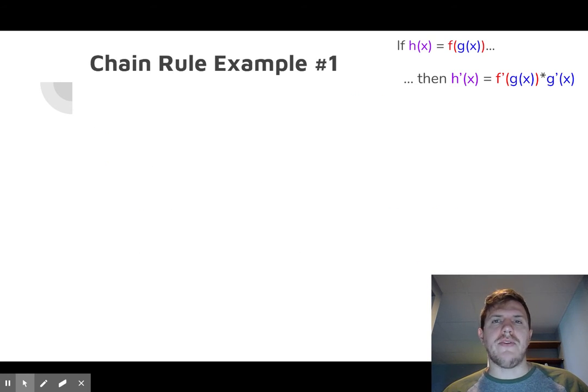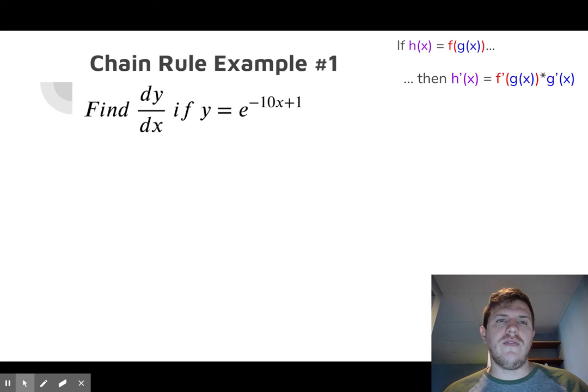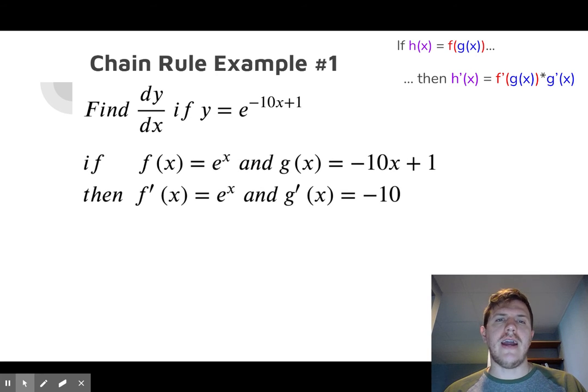Let's look at one example, though. I'll keep the chain rule in the top right corner there. Find the derivative of y, or dy over dx, if y is equal to e to the negative 10x plus 1. Okay, so once again, that exponential function. So the two functions we have are e to the x and negative 10x plus 1.